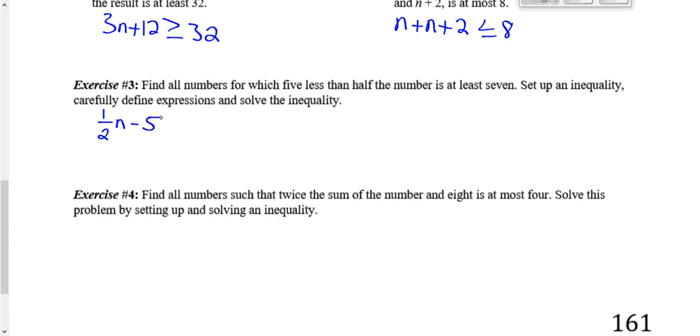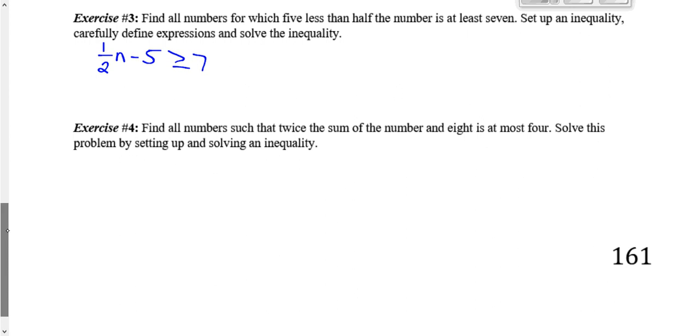Don't write it as 5 minus half n. So it's greater than or equal to 7. Let's look at it: at least 7. When it says at least, it means it can't be less than, so you don't write a less than sign. So it has to be greater than or equal to 7. This really isn't too hard. Our homework's going to be way harder, I just know it.